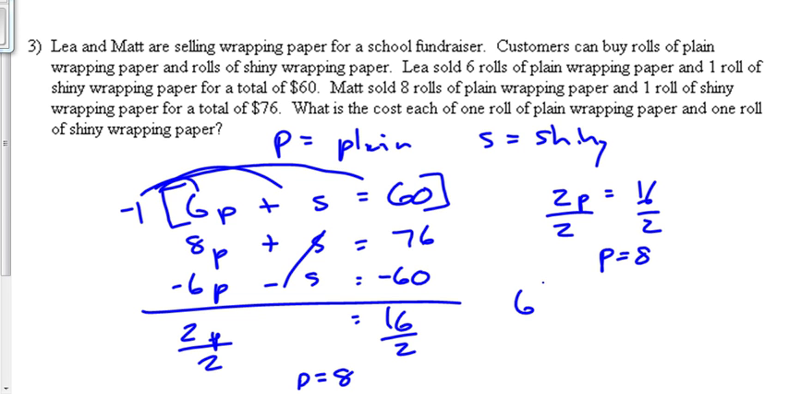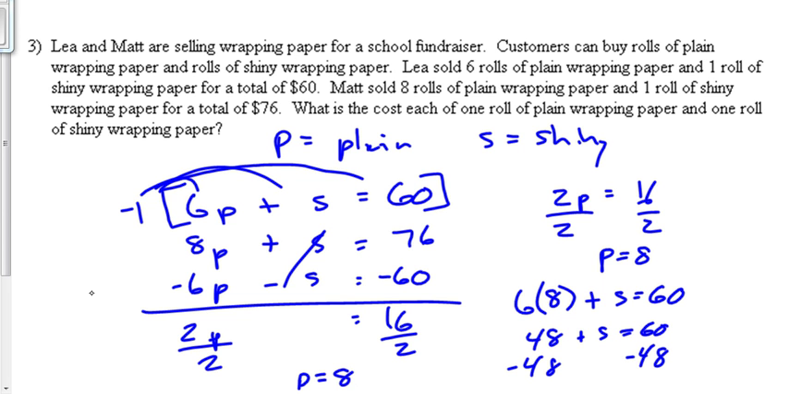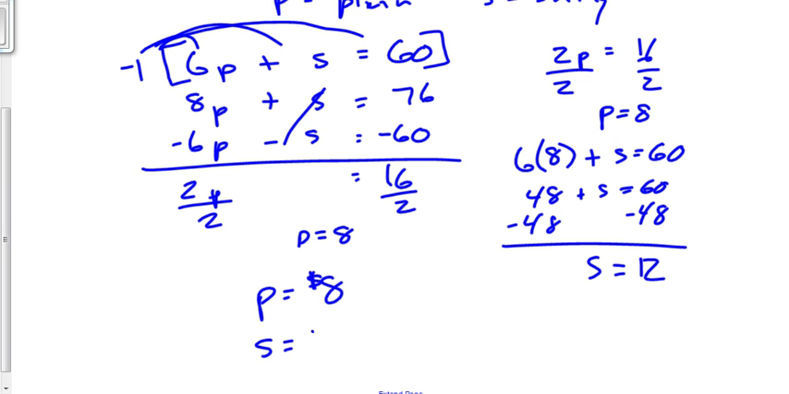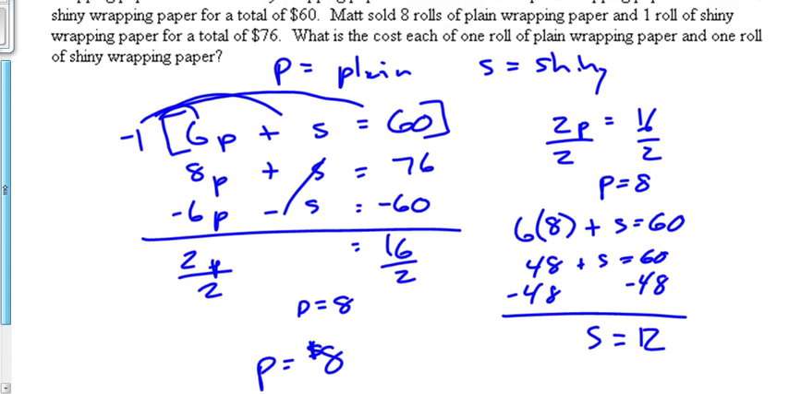And so I'm going to get 6 times 8 plus S is equal to 60. And 6 times 8 is 48, plus S is equal to 60. Now let's subtract our 48 on both sides. And so when we do that, we're going to bring that S down. And so 60 minus 48, we know is 12. And so P equals $8 per roll, and S equals $12 per roll. So the shiny is $4 more expensive.